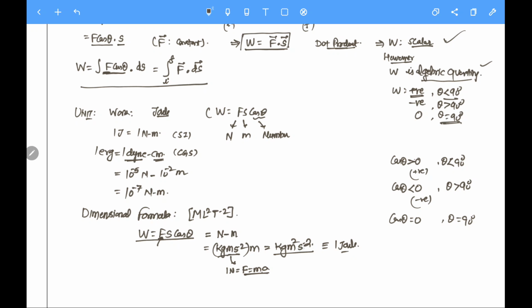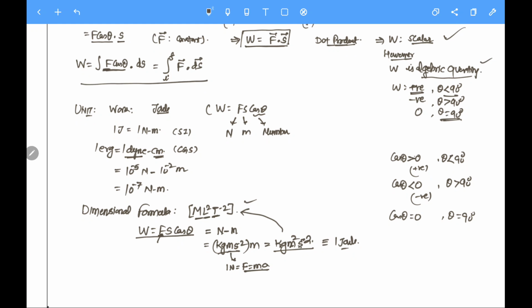So kilogram meter square per second square, if dimensionally we have to mention, kilogram is the mass, so M, meter is L, so L square, and second is the time, so capital T refers to time, raised to power minus 2. So this is the dimensional formula.